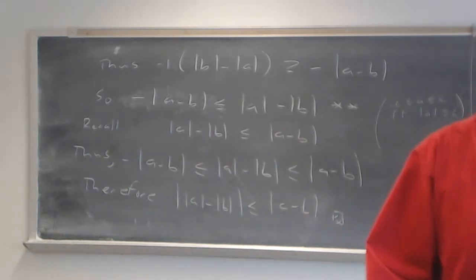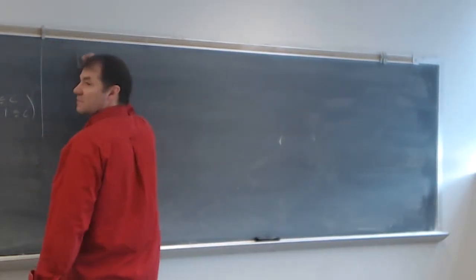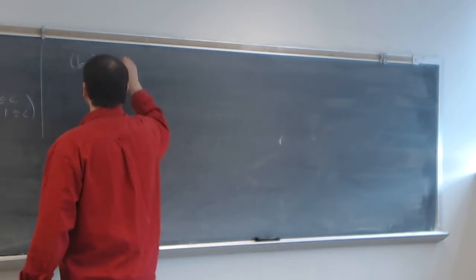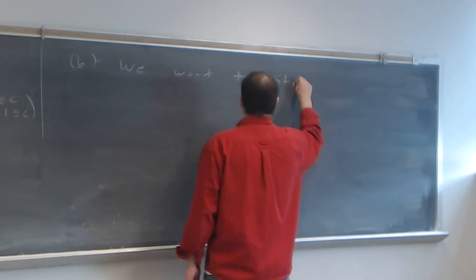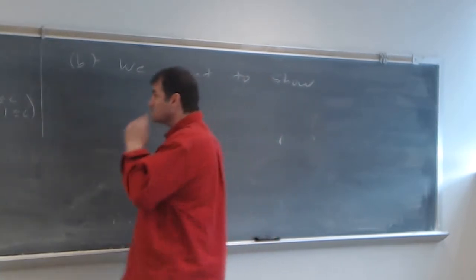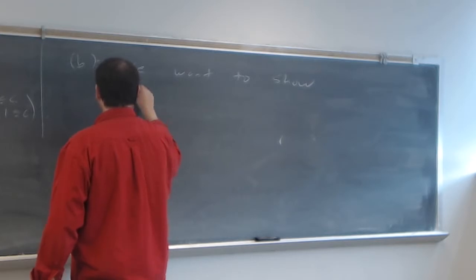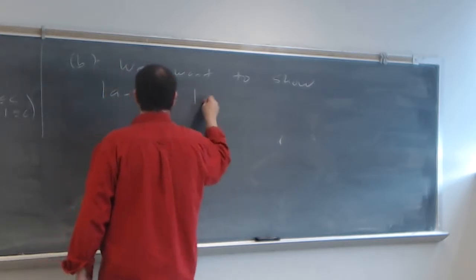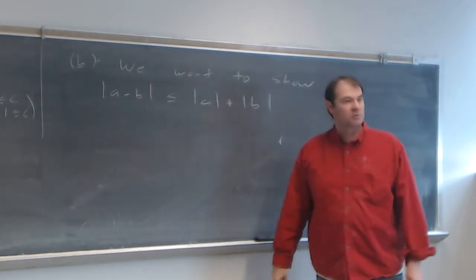Part B. So for part B, let's remember part B. We want to show, what do we want to show? We want to show that the absolute value of A minus B is less than or equal to the absolute value of A plus the absolute value of B. That's what we want to show.